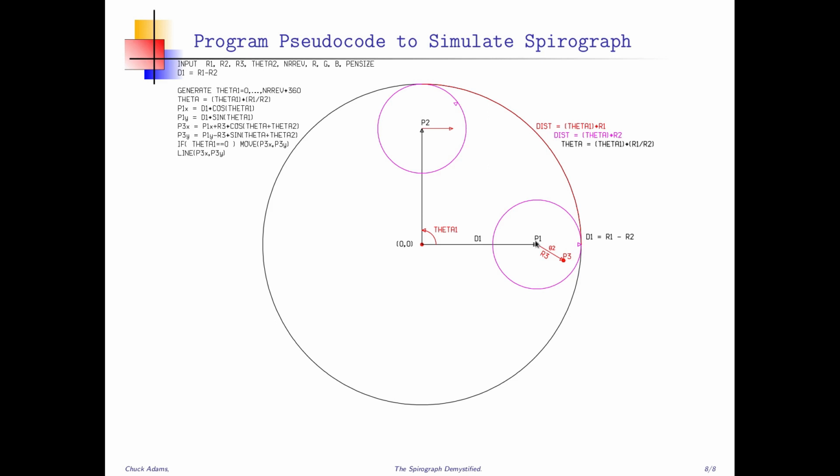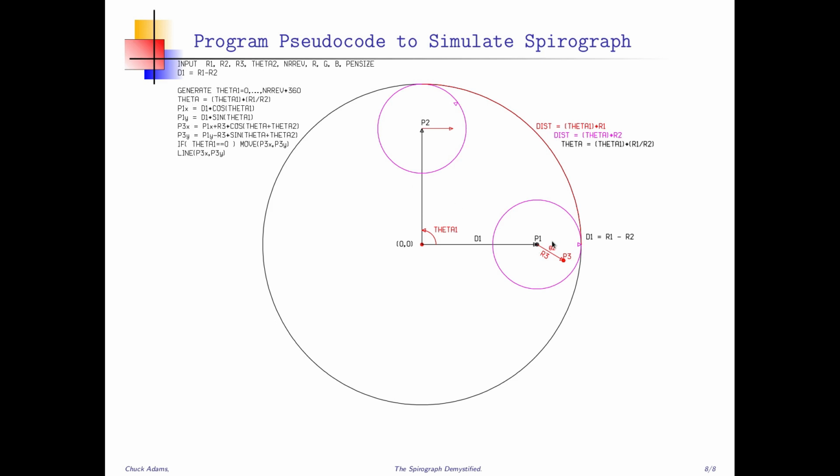it increases, P1 moves around here, and then I'm going to calculate where the pin is when the disk is at that position. The way I do that is I'm going to do a loop, generate theta 1 equal to 0 all the way around to the number of revolutions times 360. One revolution goes 360 degrees. I'm going to convert this angle inside to radians.